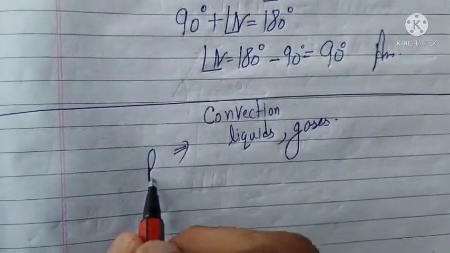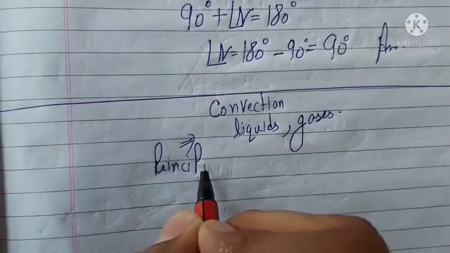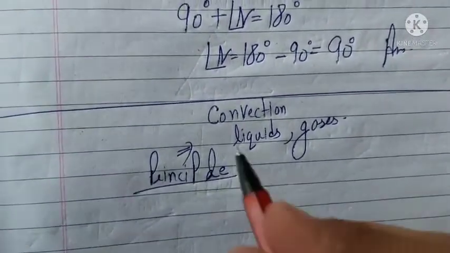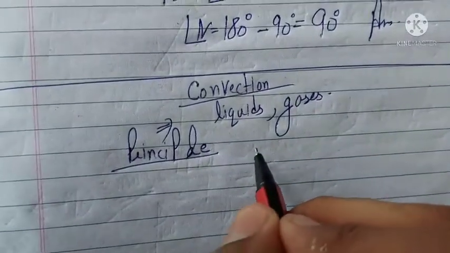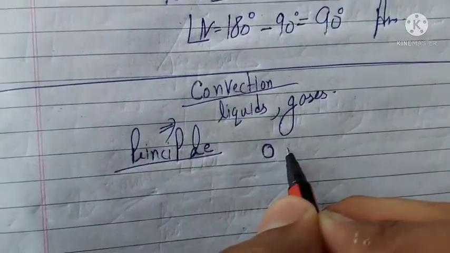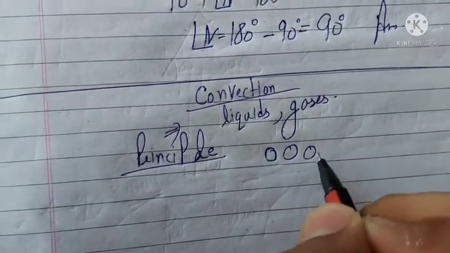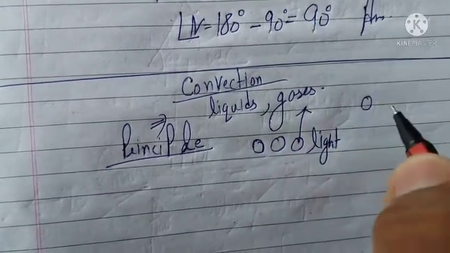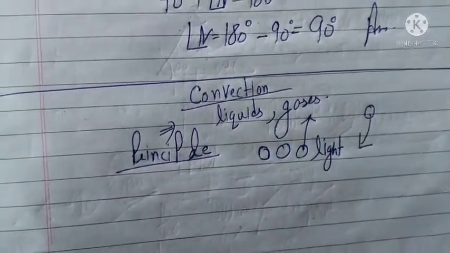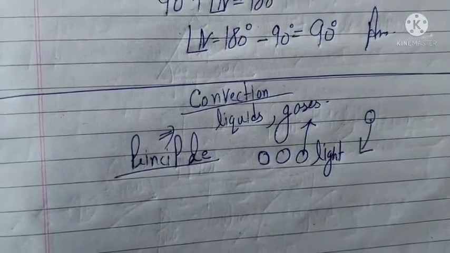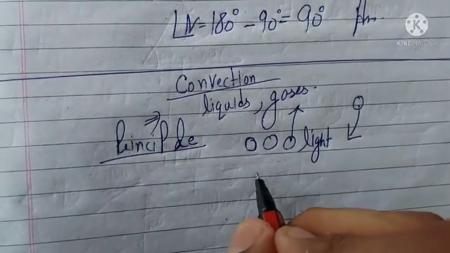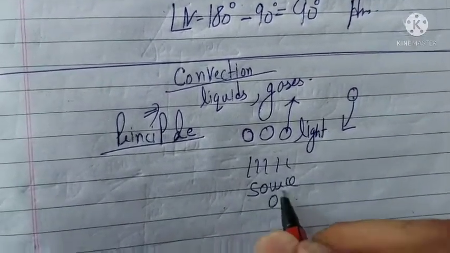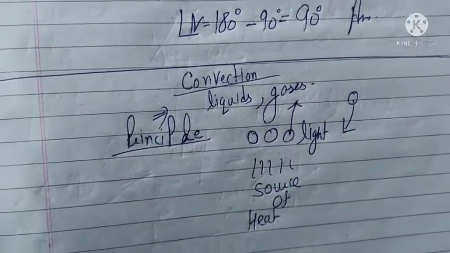So the main principle of this is, when the hot particles are light in weight, they rise up. Cold particles are heavy and they try to settle down. So hot particles try to move away from the source of heat, and cold particles will move toward the source of heat.